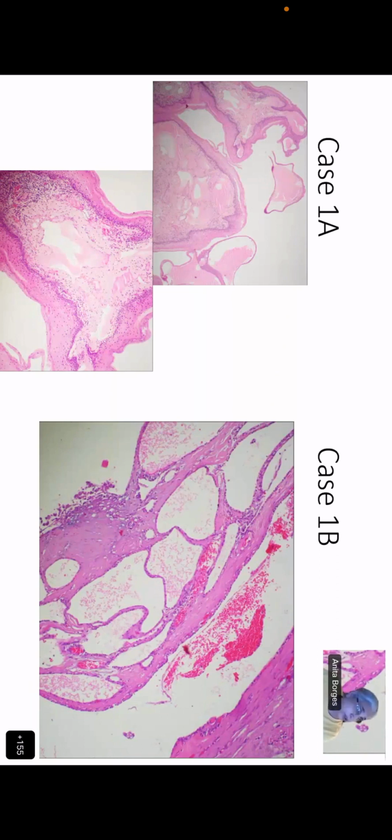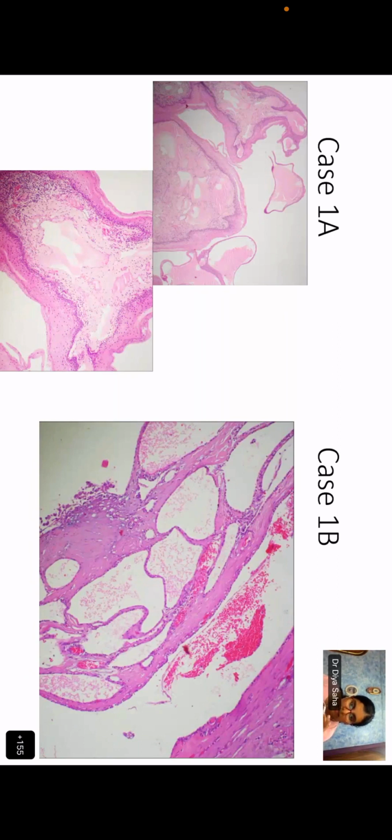Now come on, Diya, what's on the right? Yes, ma'am. In case 1B, we can see again those cystically dilated spaces which are having a back-to-back arrangement, and they contain some eosinophilic kind of material inside them, and surrounding them is fibrous tissue all throughout the section.